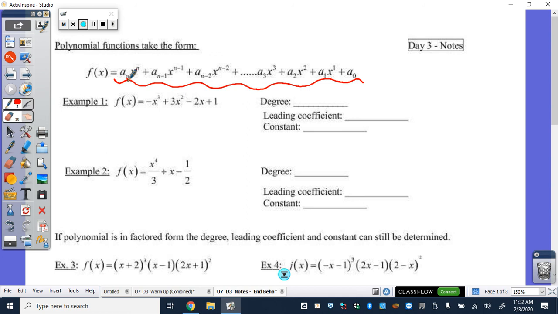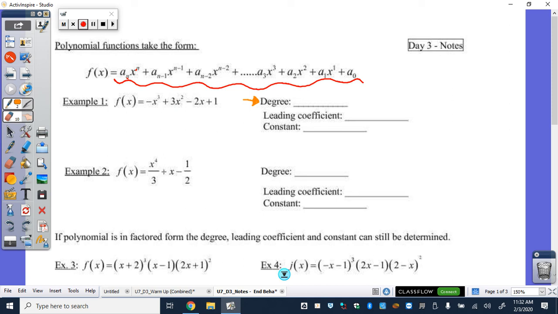So the first thing we're going to start practicing with today is looking at end behavior. We're going to be looking at the end behavior of our polynomials, but in order to do that, we need to be able to identify three things from the equation. The first one is the degree. Now who remembers what is the degree of a polynomial? The largest exponent that we have there.